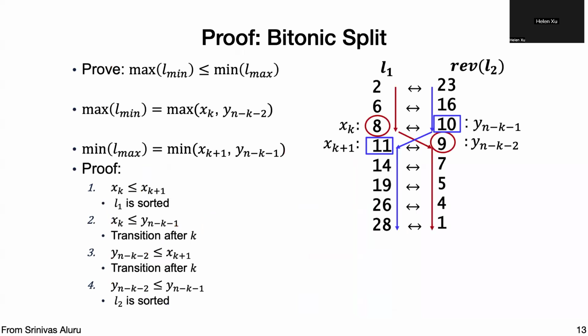Okay. Yeah, so this is the algebraic part of how you prove this. Prove that the max of L min is at most the min of L max. So the biggest element in here is at most the smallest element in here, which means that all the rest of them are going to be at most whatever's in here. And yeah, you just prove that with the indexes, and then there's several case analysis.